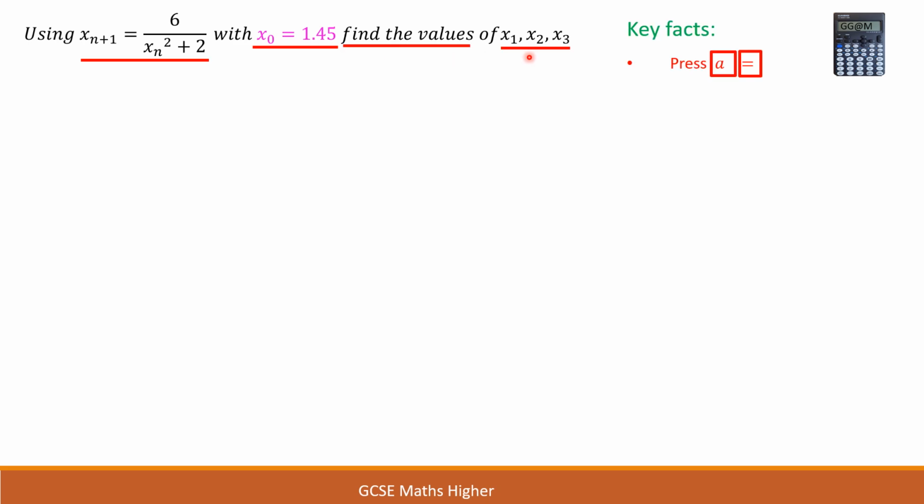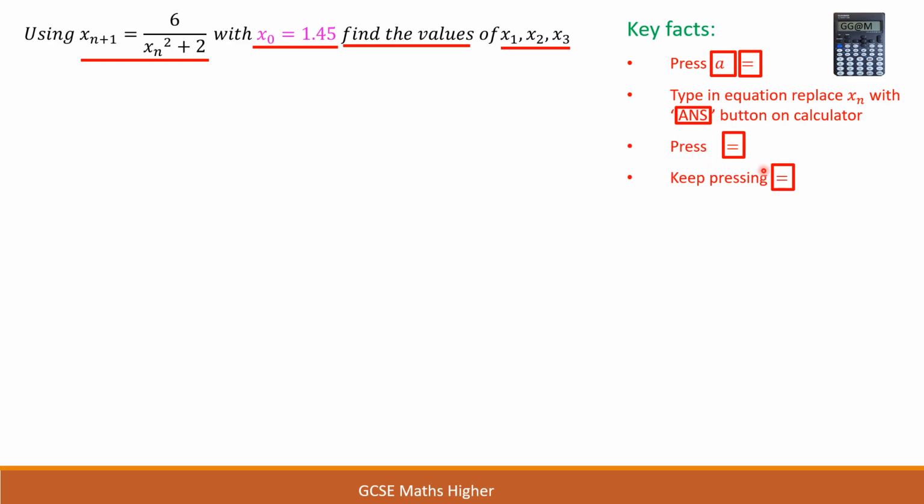Okay, remember our key facts. We're going to press a is equal to x0, where a is this value here of 1.45. You're going to replace the equation with, instead of writing xn, you're going to write answer. So where xn is in this equation here, you're going to write the answer button. You're going to press equals to find x1, keep pressing equals to find the values of x2 and x3.